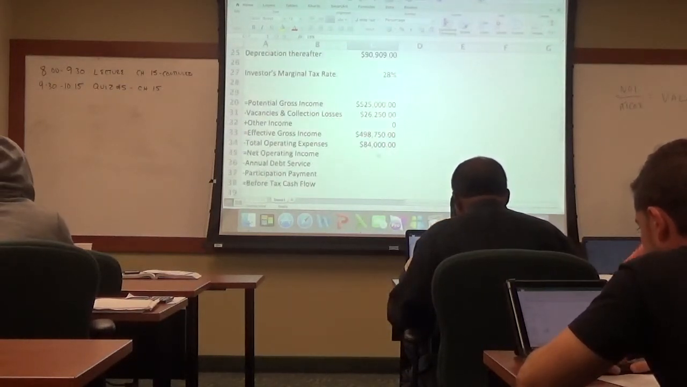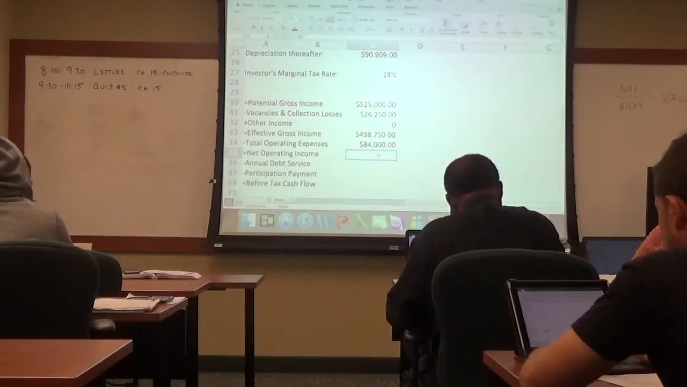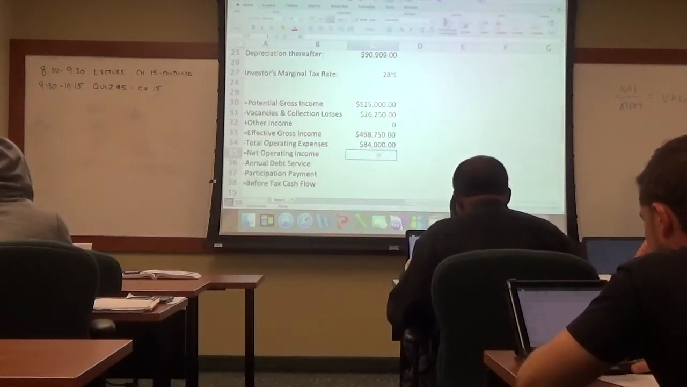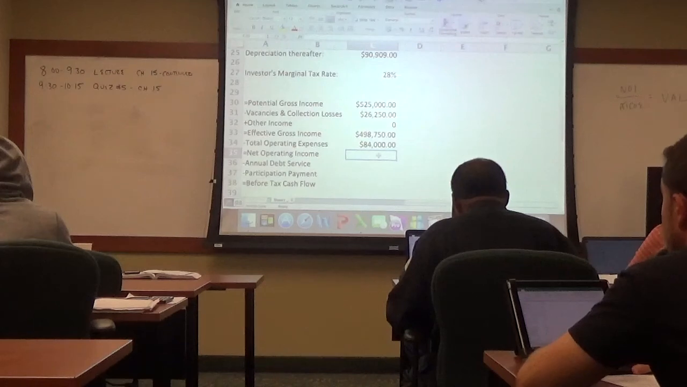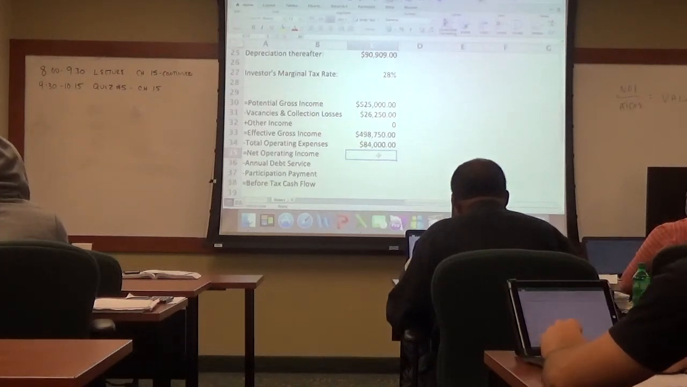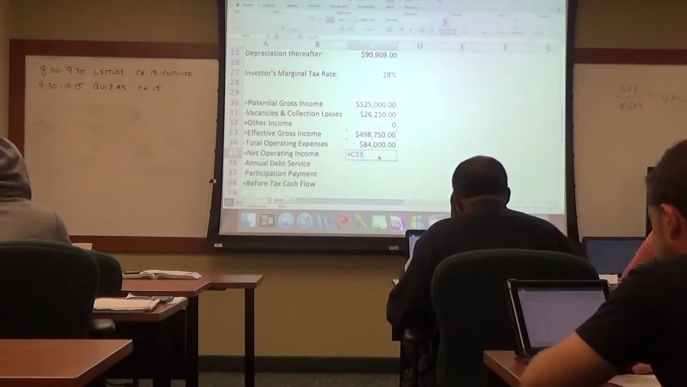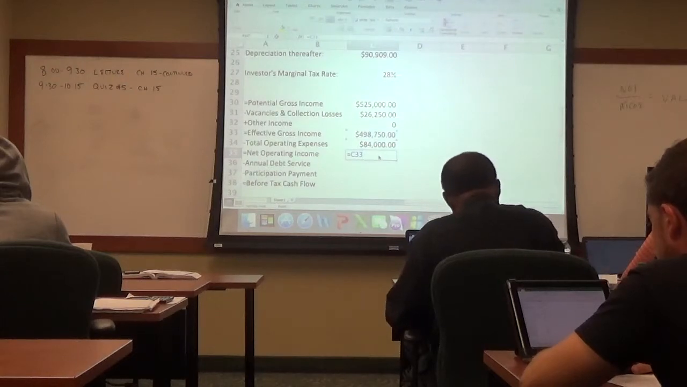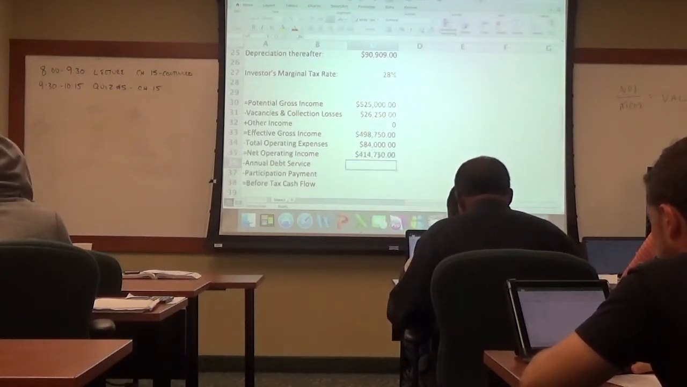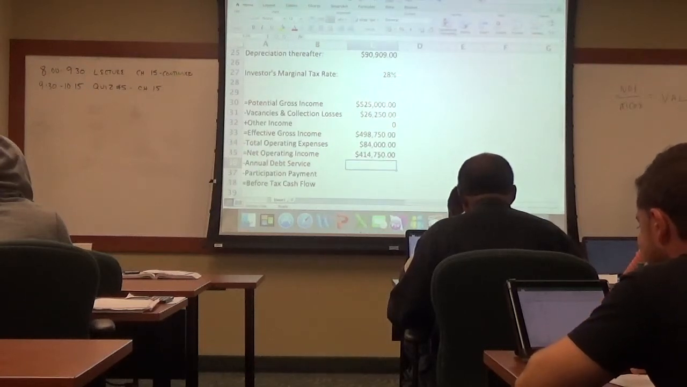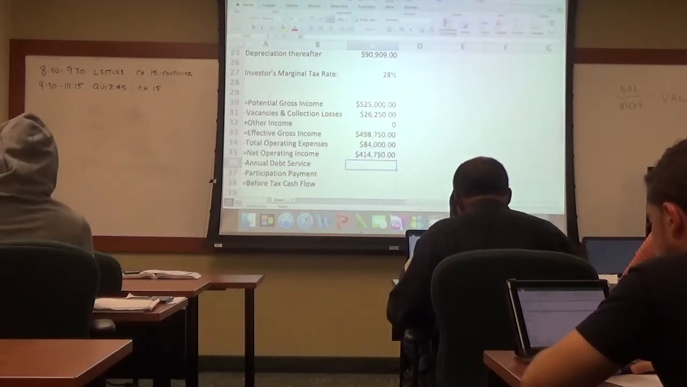Okay? All right? Then to calculate NOI, we're simply going to subtract out those operating expenses from the EGI. So equal the 498,750 minus the 84,000, which should give us the 414,750. Okay? So far we're matching up.